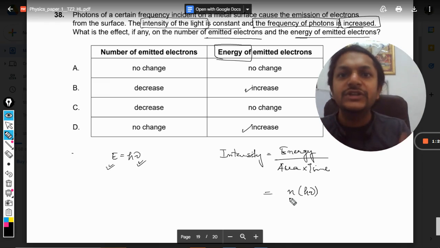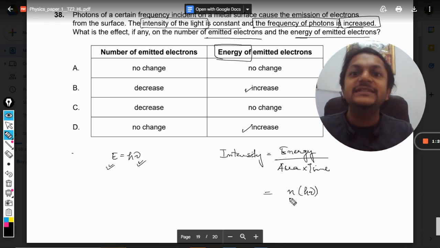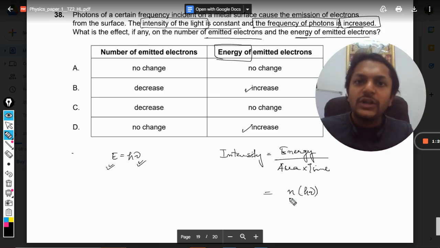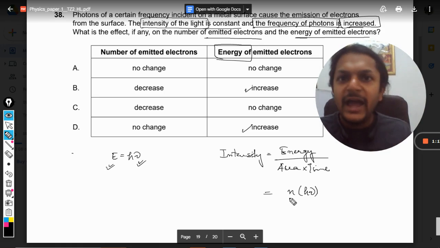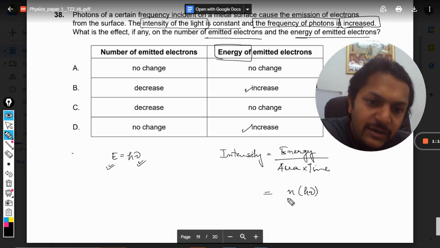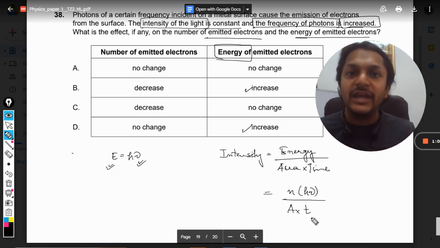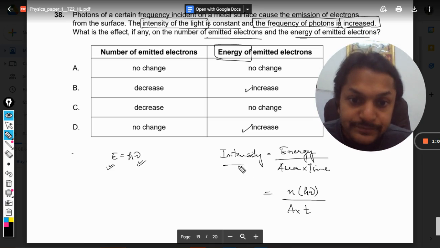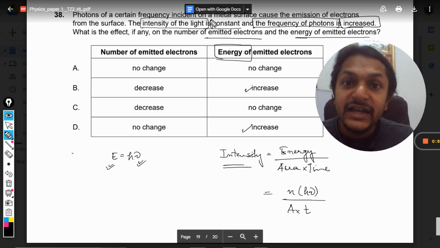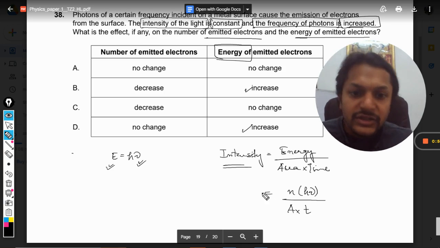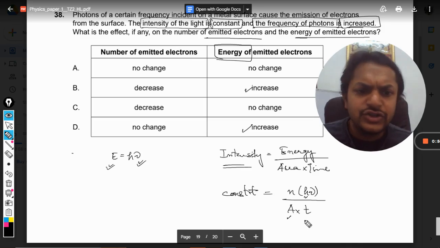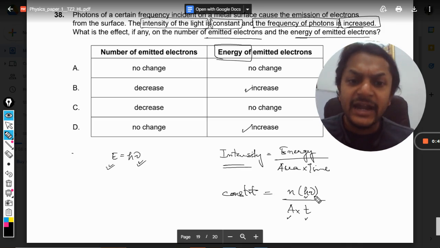Now what is h nu? H nu is the energy of one photon and n is the number of photons that are falling on the area. So what is the total energy? It is the product of number of photons and the energy in one photon, divided by the area of the surface and time we have given, like for how much time the surface was illuminated. Anyway, so this is the intensity now. So now they are saying intensity is kept constant. Now what do you mean by this? See, h is a constant already. Area we are not changing. Time we are not changing. It means n and nu.